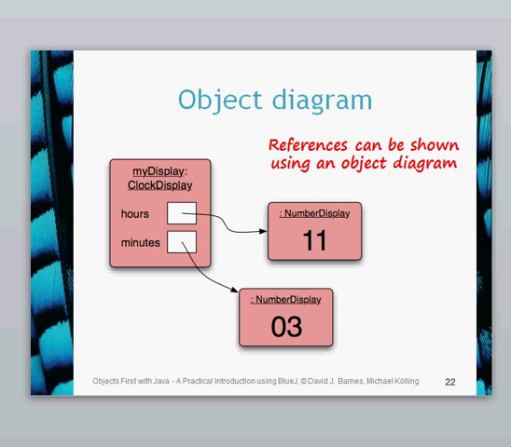Remember here, we're actually creating two objects of the same type with our clock display. So by creating two new number displays, we effectively do this. We've got a class representation there, or an object diagram here, where we've got my clock display object, and that creates the two references to the two number display objects. There's some example fields there of 11 and 03 shown there. So that's our object diagram.